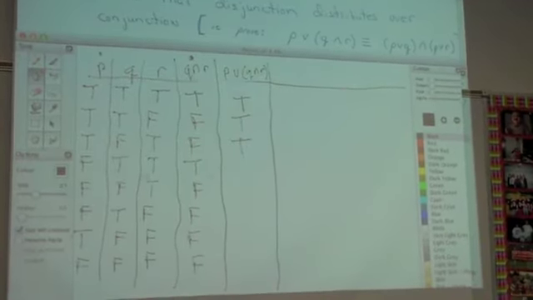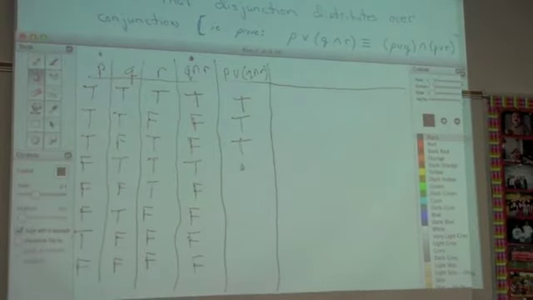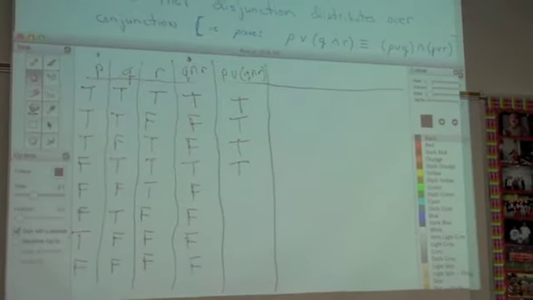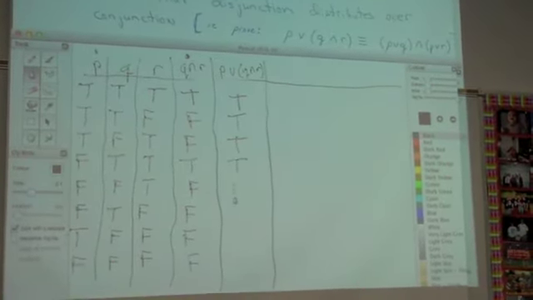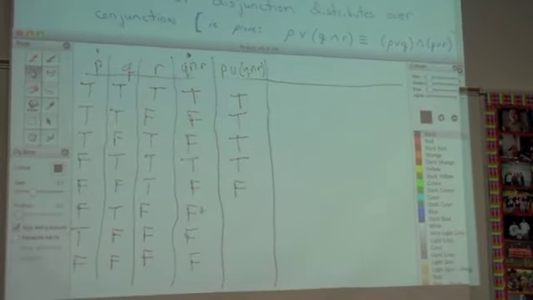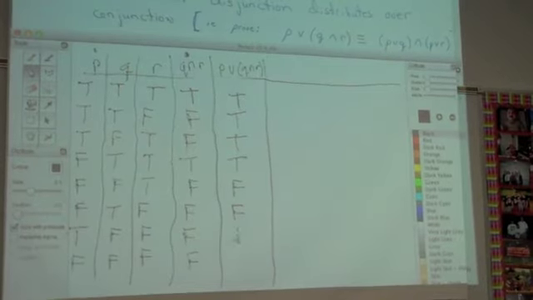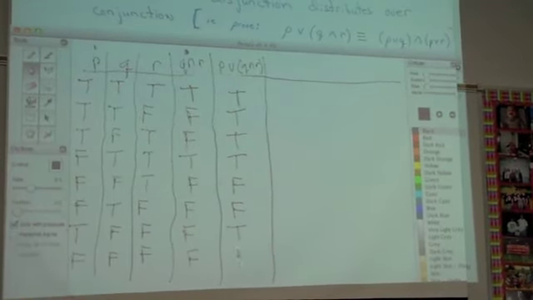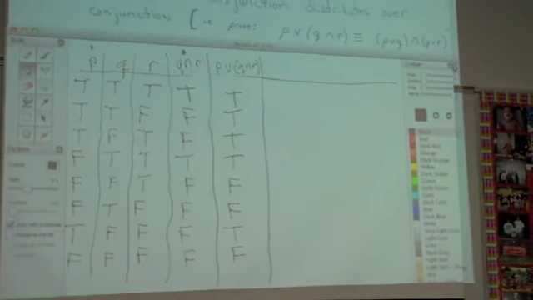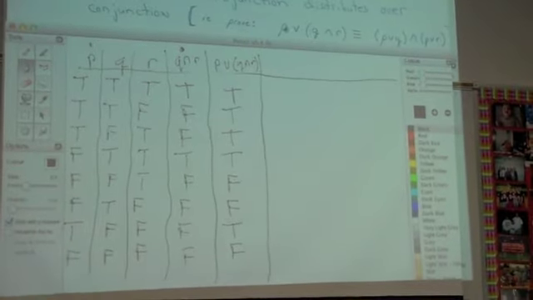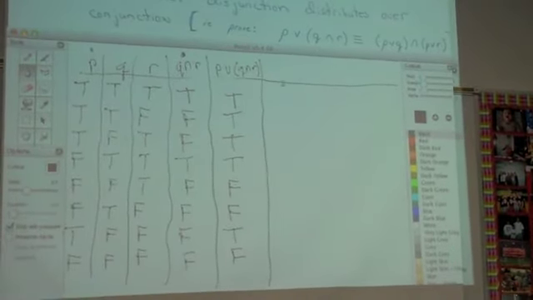True again. False or true, true. True. False or false, false. False. False or false, false. True or false is true. And I end with a false or false, which is false. I think I've got this side done, haven't I? Let's go work on the other side.